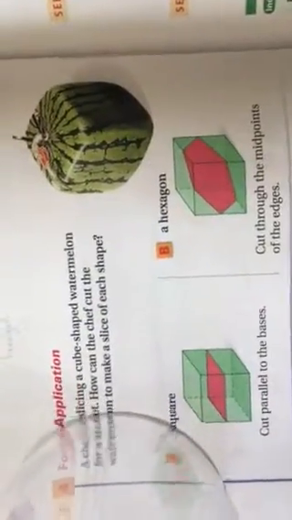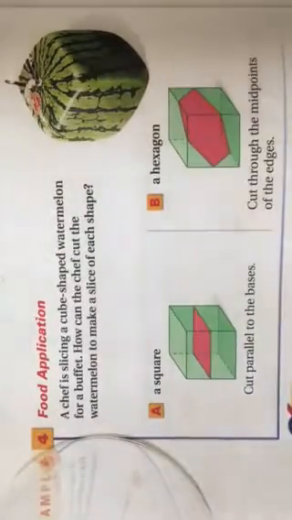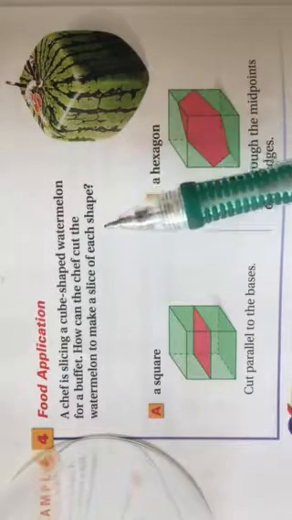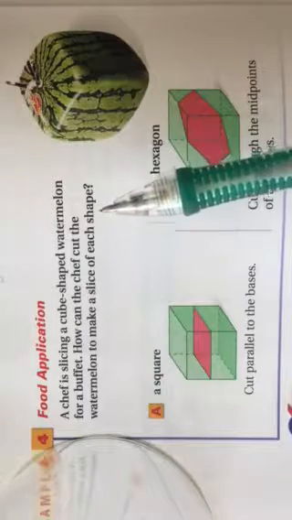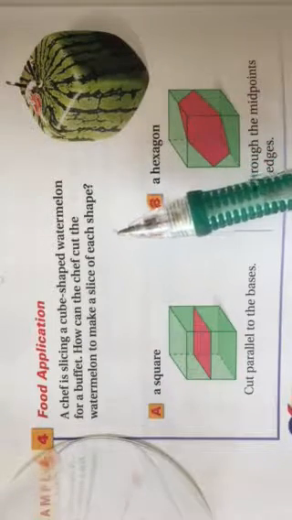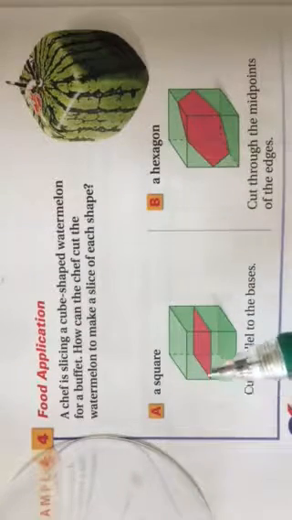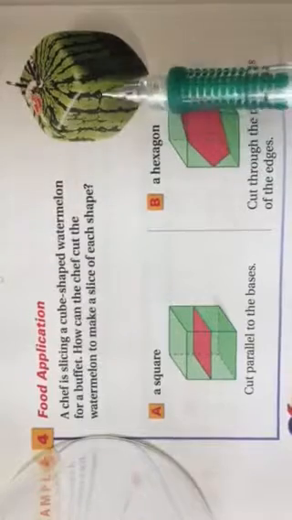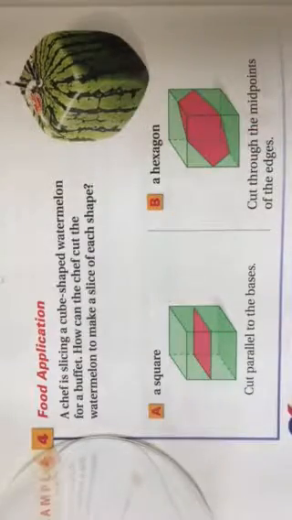Let's take it to another level in example 4. A chef is slicing a cubed watermelon for a buffet. How can the chef cut the watermelon to make a slice of each shape? All right, so the first one's pretty easy. We want to do a cross section or a cut that's going to give us a square. That's easy because this is a cube, so we know that every side of it is a square. If we just cut parallel to the top and bottom, we're going to have a square.